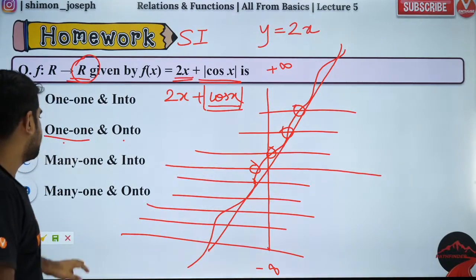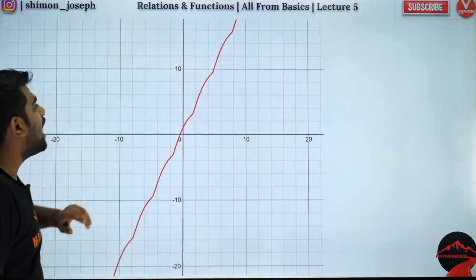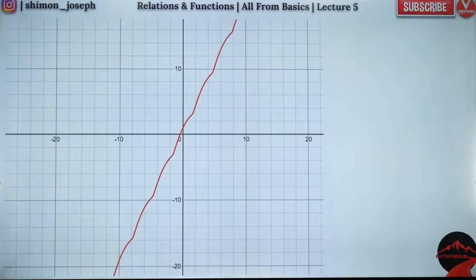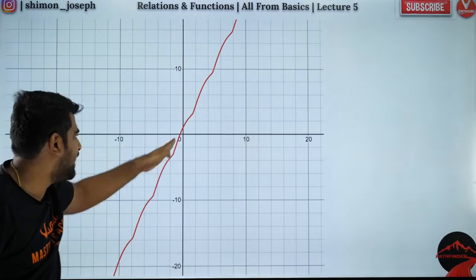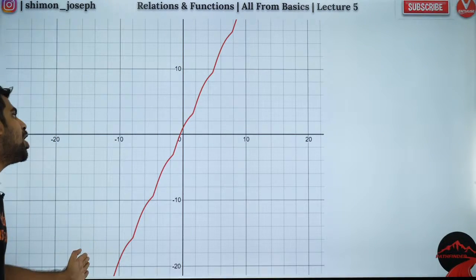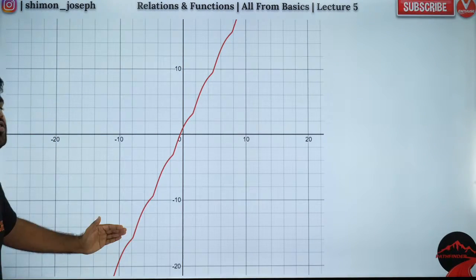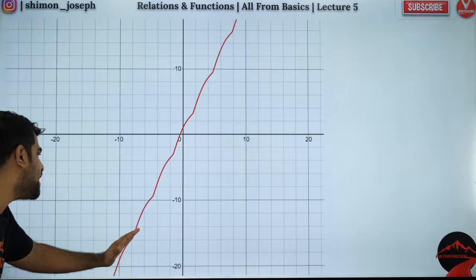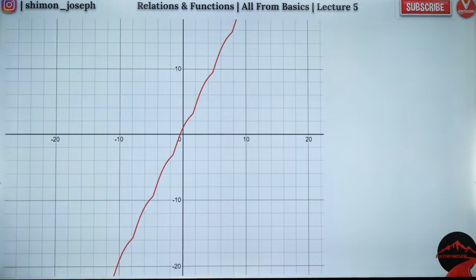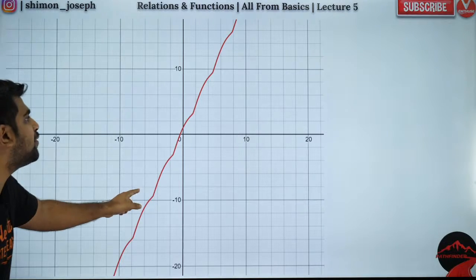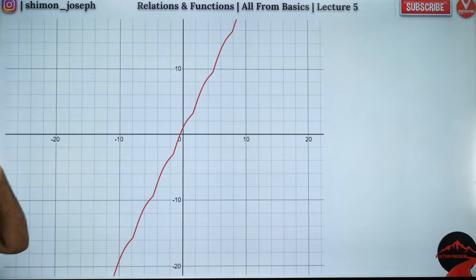Did you all like it? Fantastic people. Now I took the graph from Desmos as well. Can you see the behavior similar to what I did? So this is the behavior of y equal to 2x line. On top of that I am drawing cos x. Since it is mod cos x, it will be always bulging on the top side. So this is the graph of this function, 2x plus mod of cos x.